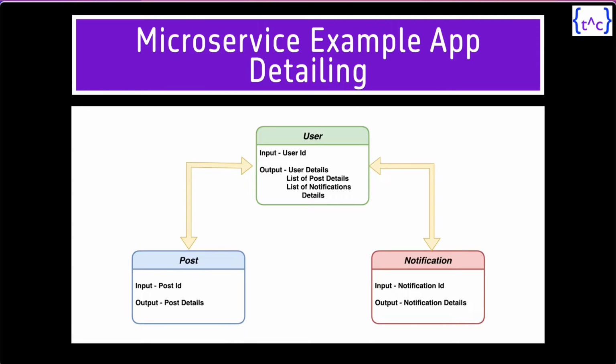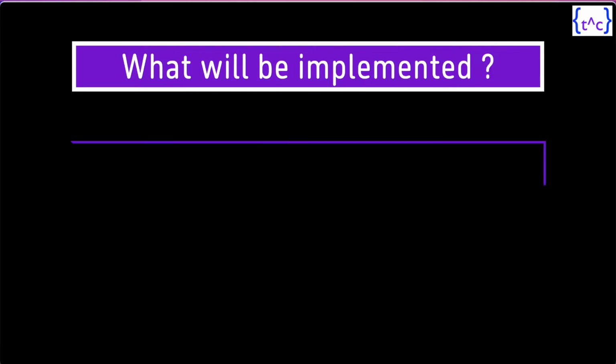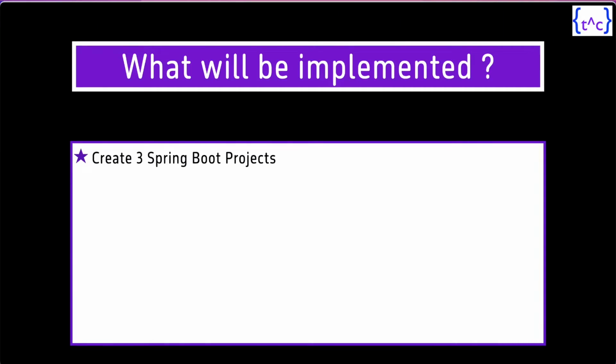All right. Now let's have a look at what will be implemented in this session. We will be implementing 3 Spring Boot projects, or more essentially 3 services, with the help of Java Spring Boot. Why? Because as I showed, those 3 services, user, post and notifications, have their separate responsibility, and that is the core fundamental behind microservices, that each service will have its own independent responsibility.